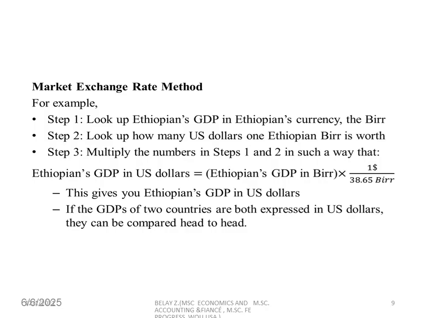So now, Ethiopian GDP in birr times $1 over 38.65 birr. Now we can cancel birr with birr and it is left with only dollars, so we can express Ethiopian GDP in dollars in this way. If the GDP of the two countries are both expressed in the same USA dollar, they can be compared head to head, in the same currency.